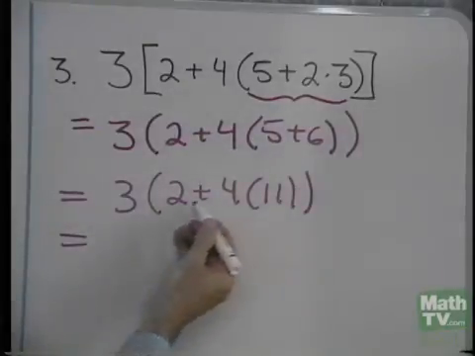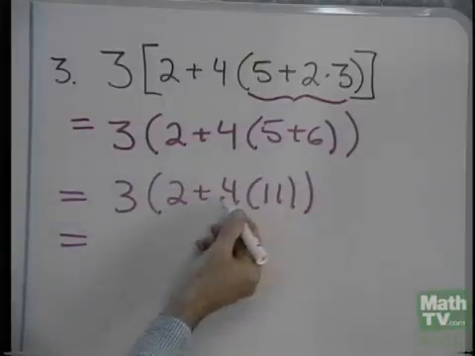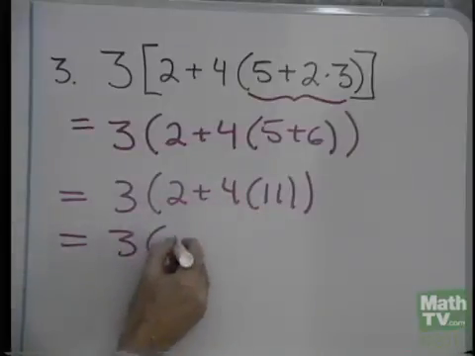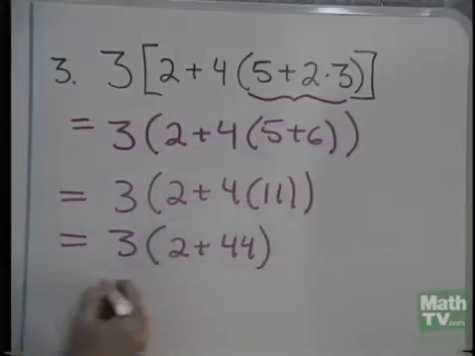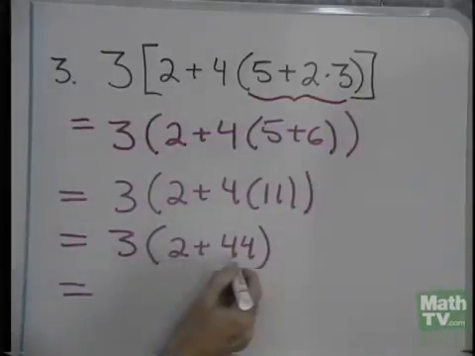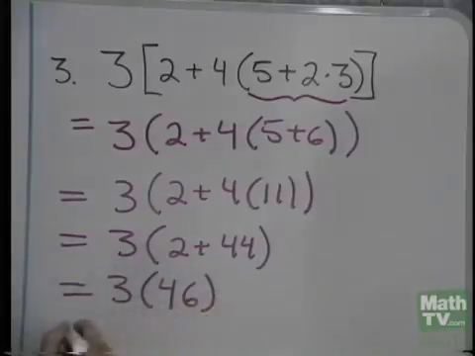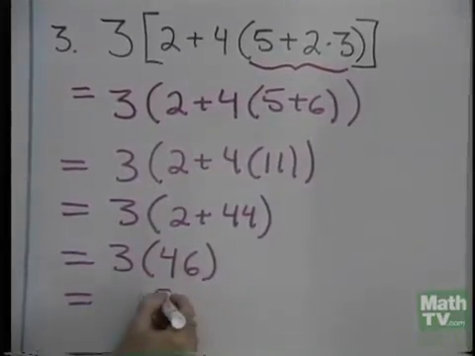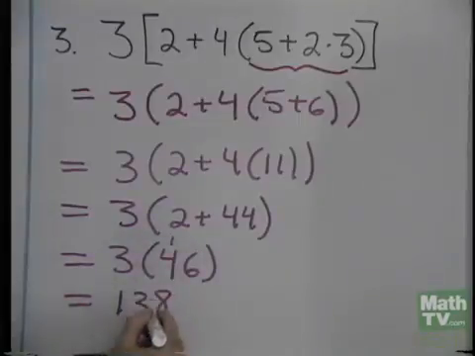And now I'm going to work my way back out of these parentheses. Here I have 4 times 11, and here I have addition, so I'm going to do the multiplication first. 3 times 2 plus 4 times 11 is 44. Now inside the parentheses, 2 plus 44 is 46, and now 3 times 46: 3 times 6 is 18, 3 times 4 is 12, and 1 is 13. So I have 138.